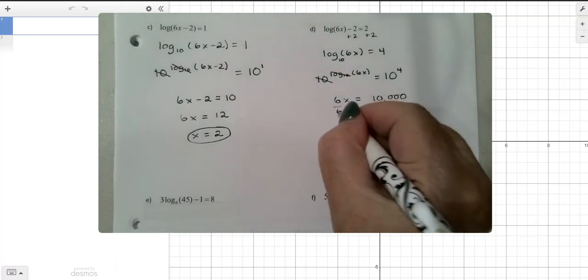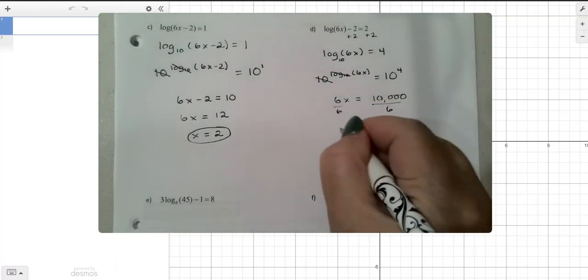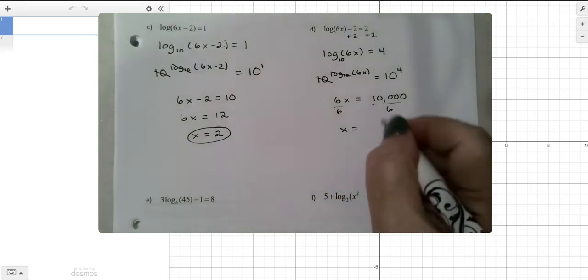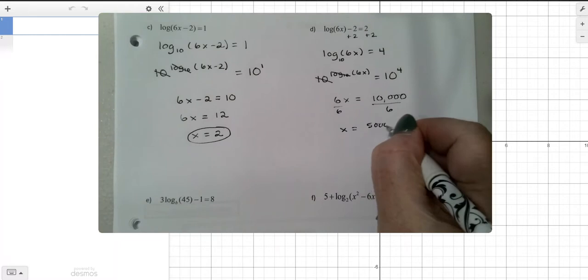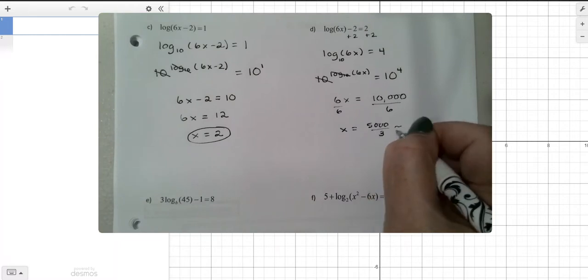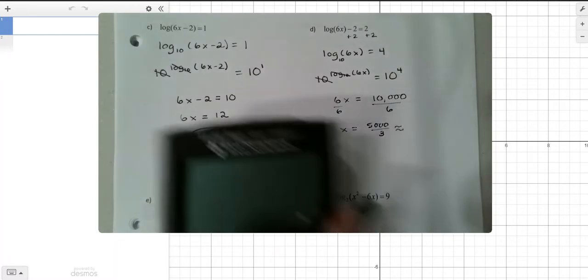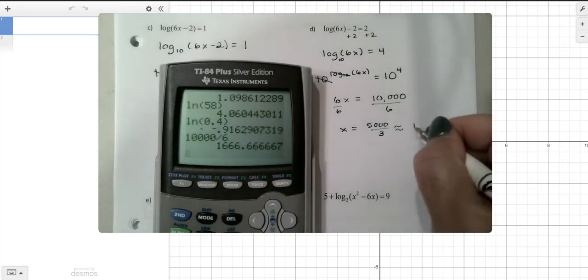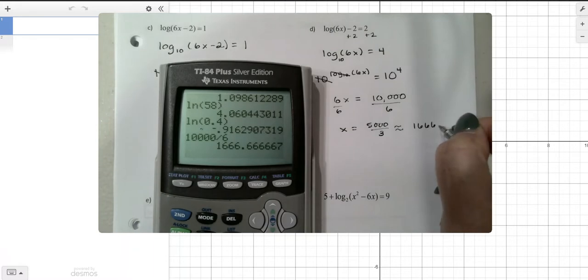If I divide both sides by 6, I can get a decimal approximation. The lowest term's fraction would just be 5,000 over 3. But if I want to, I could also get a decimal approximation. It's about 1666.67.